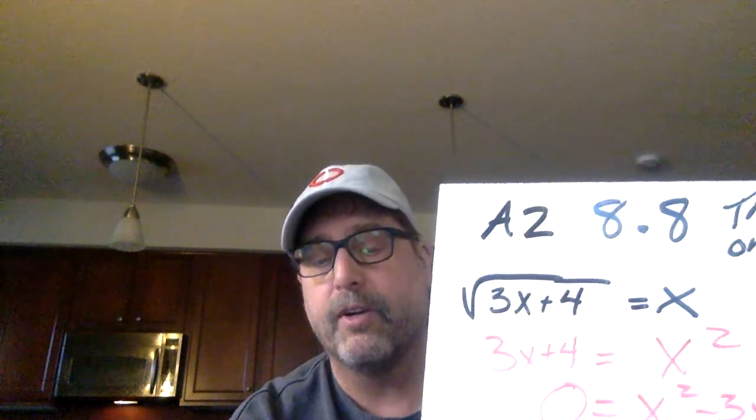3 times 4 is 12. 12 plus 4 is 16. Square root of 16 is 4. 4 equals 4. Double checks.